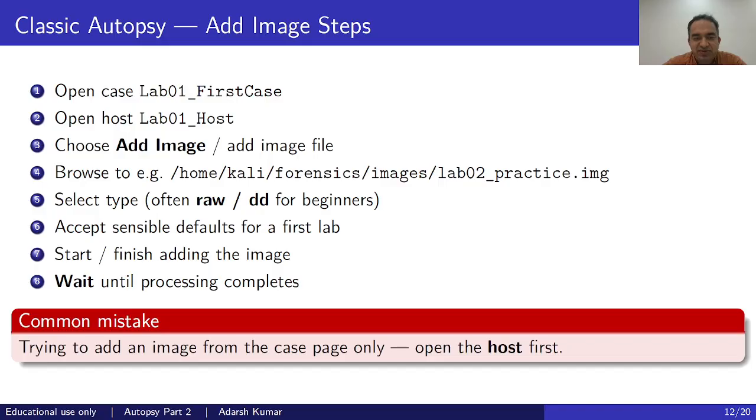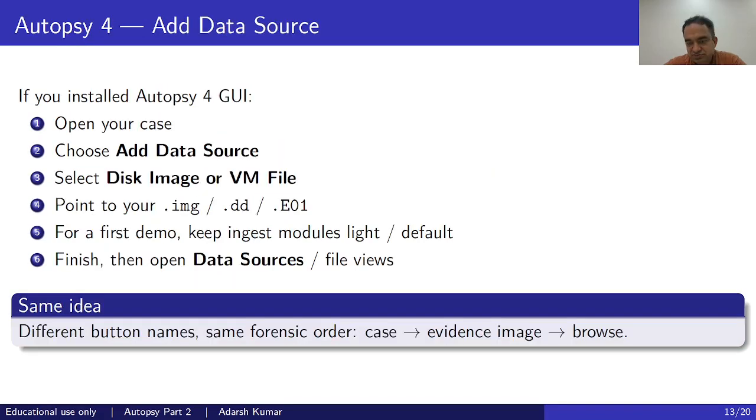Then select the image type. In our case, we had a raw image. You can create a DD image as well, which is common for beginners. Accept sensible defaults, the defaults we selected while creating the raw image. Then wait until processing completes. A common mistake is looking for add image on the case page. In classic Autopsy, open the host first.